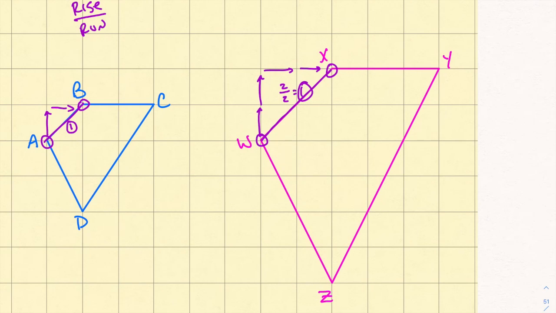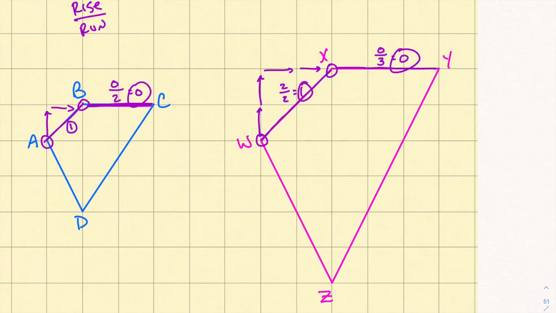From B to C, it's horizontal. I remember that horizontal means my rise is 0 and my run is, in this case, 2. So I have a slope of 0. Here I have a slope of, well, 0 over 3. Now 0 over 3 is still equal to 0. All right, good. No problems there.